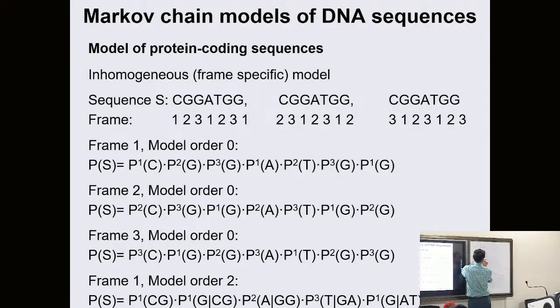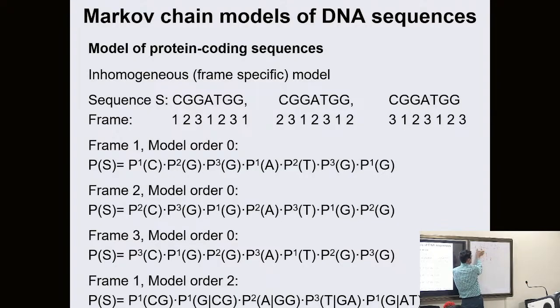So the next oligonucleotide would be GAT, and then this would be 3, 1, 2, and so on. Okay, if I have to compute the probability of this sequence with a Markov chain model of order 2, then I will write the probability of S. If I am here, there is no previous nucleotide, I am just at 1, so I have to come here to see 2 previous nucleotides.